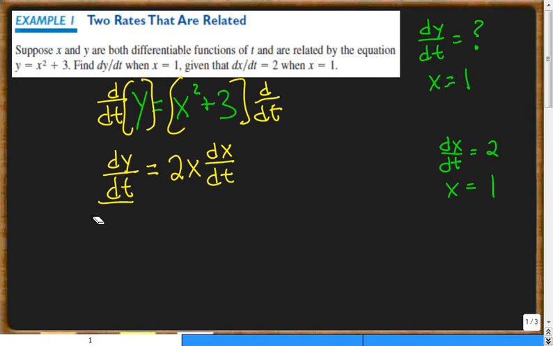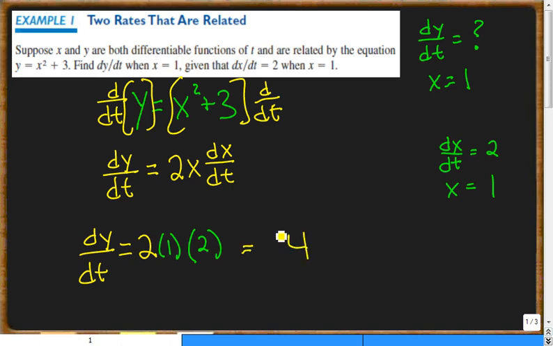So now that we have everything set up, we just plug it in. So we've got dy over dt is going to equal 2 times x, which in this case is 1, times dx dt, which is 2, and altogether that is going to make 4. So the change of y with respect to time is 4 under these certain conditions.